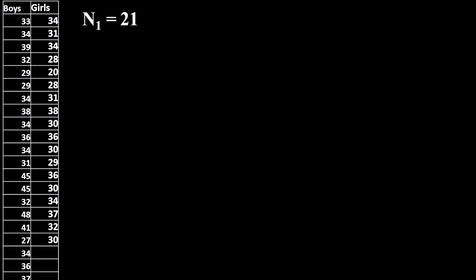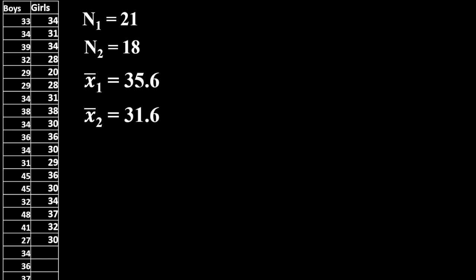The number of boys is 21, that is N1. The number of girls is 18, that is N2. X bar 1 is the mean of the scores of boys, that is calculated by using the normal formula of mean. X bar 2 means mean 2, the mean of the scores of girls, is 31.6. It is also calculated by using the normal formula of mean.